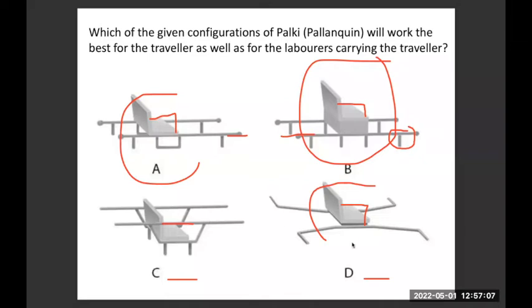That's where option C and option D work better. But in option D, there is a big issue that the handles that you are seeing here, which the laborers carry, will be placed directly on the ground. So when you're lifting, it becomes very difficult to lift them, because your hands get dirty very easily. And also because of that butterfly shape. So option D, if you see, has a butterfly shape like this.